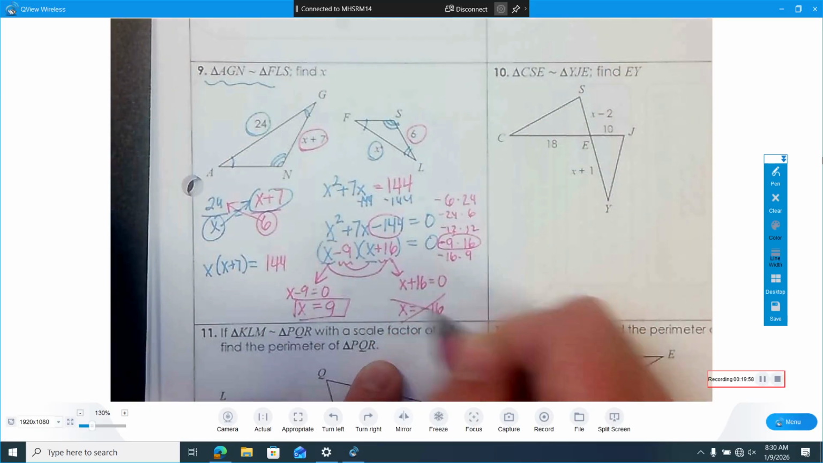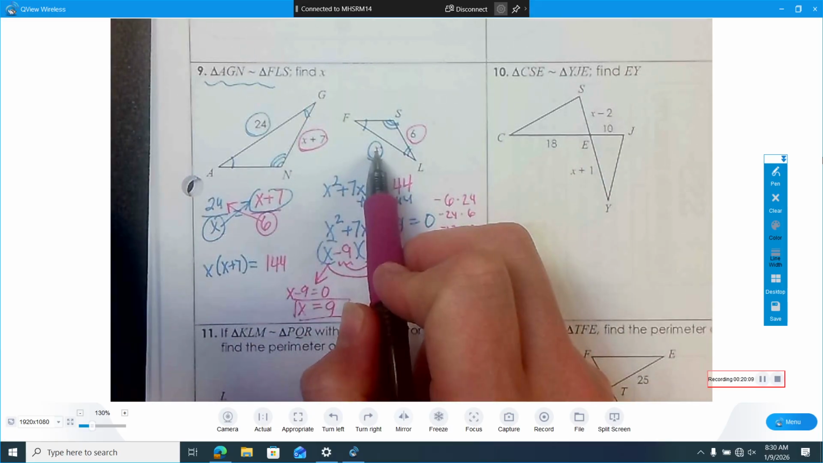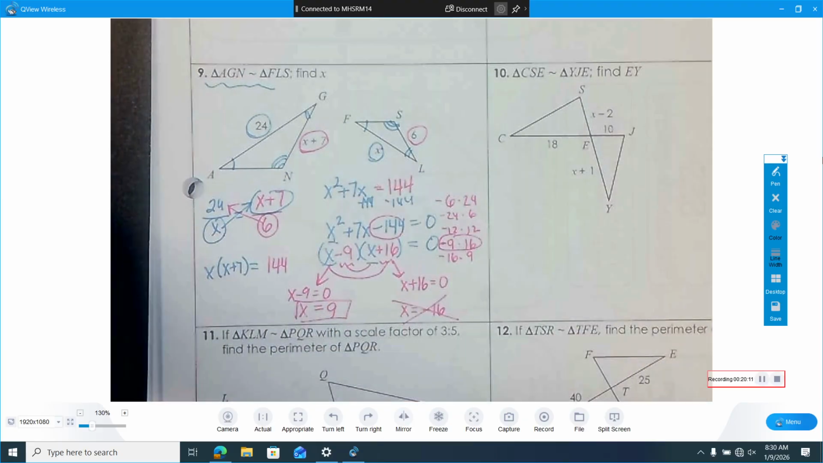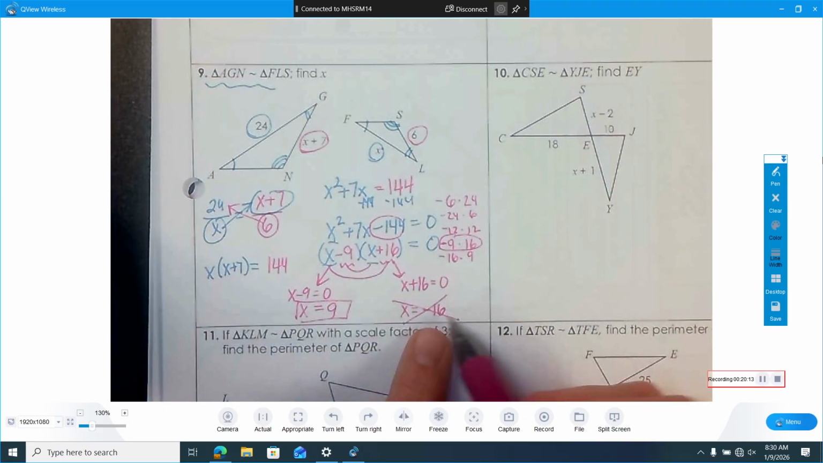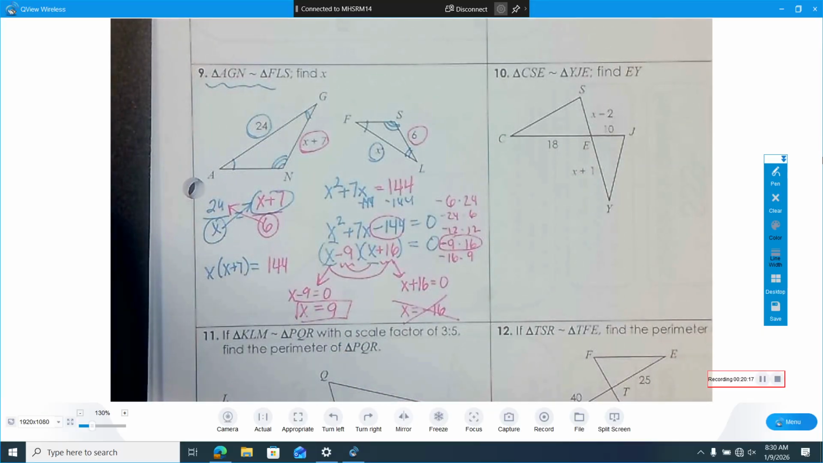So that answer is actually a false solution. So you always have to go back when you have higher order equations and make sure that it makes sense. 9, if I plug in 9 for a side length, is totally fine. If I plug in negative 16, negative 16 cannot be the length of a side. This is geometry. It's real things. And there's no tape measure that goes to negative length.